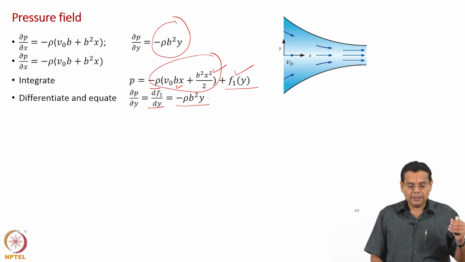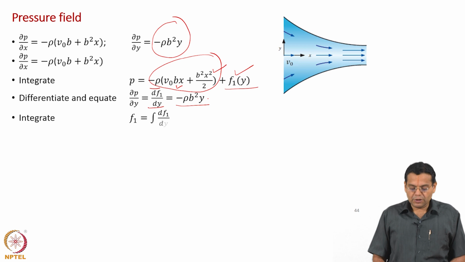What is it that we have done? Took the dou p by dou x term and then integrated it, we got a function, we differentiated that expression for p, and now we got a differential of the function. So, now what should we do? Integrate. The idea is to find out f1. So, let us integrate.